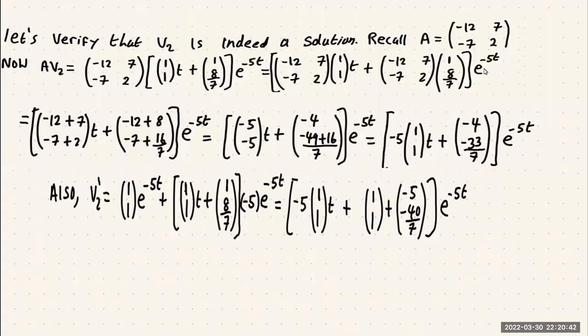Now let's look at the derivative of V2. So here's my V2, this one up here. So this is my V2. We're going to have to use the product rule on it. So the 1 and the 1, 8/7, that's the one function, and the e to the negative 5t is the second function. So the derivative of the first function, the derivative of t, is just 1 times the second.